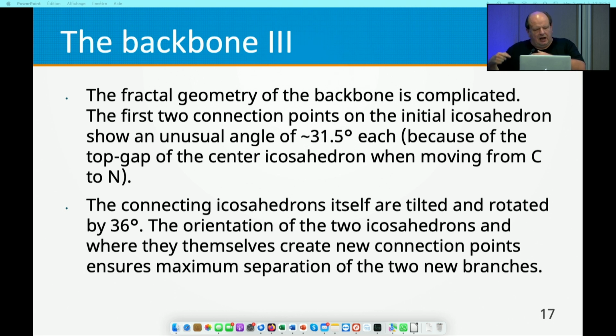When we move from carbon to nitrogen, basically it rips off the structure. And then, of course, it is tilted and rotated by 36 degrees. That is what you would expect for an ideal structure, but this is not an ideal structure, and that obviously has consequences when it grows.